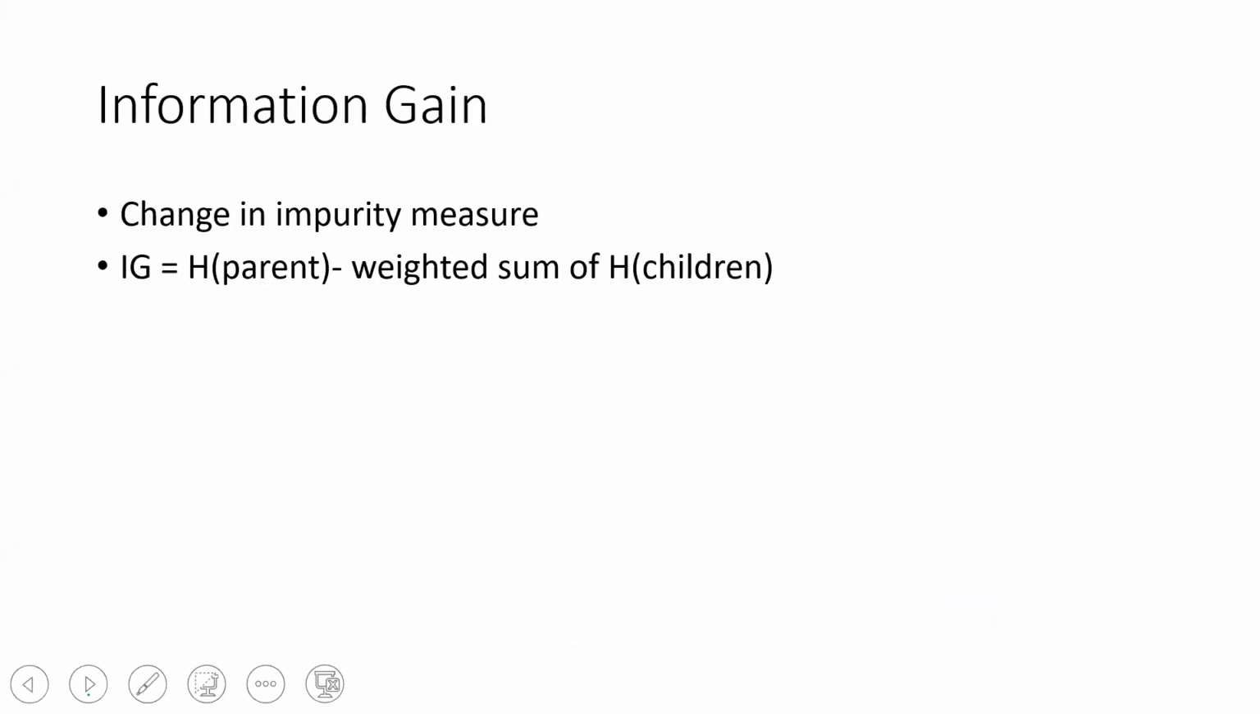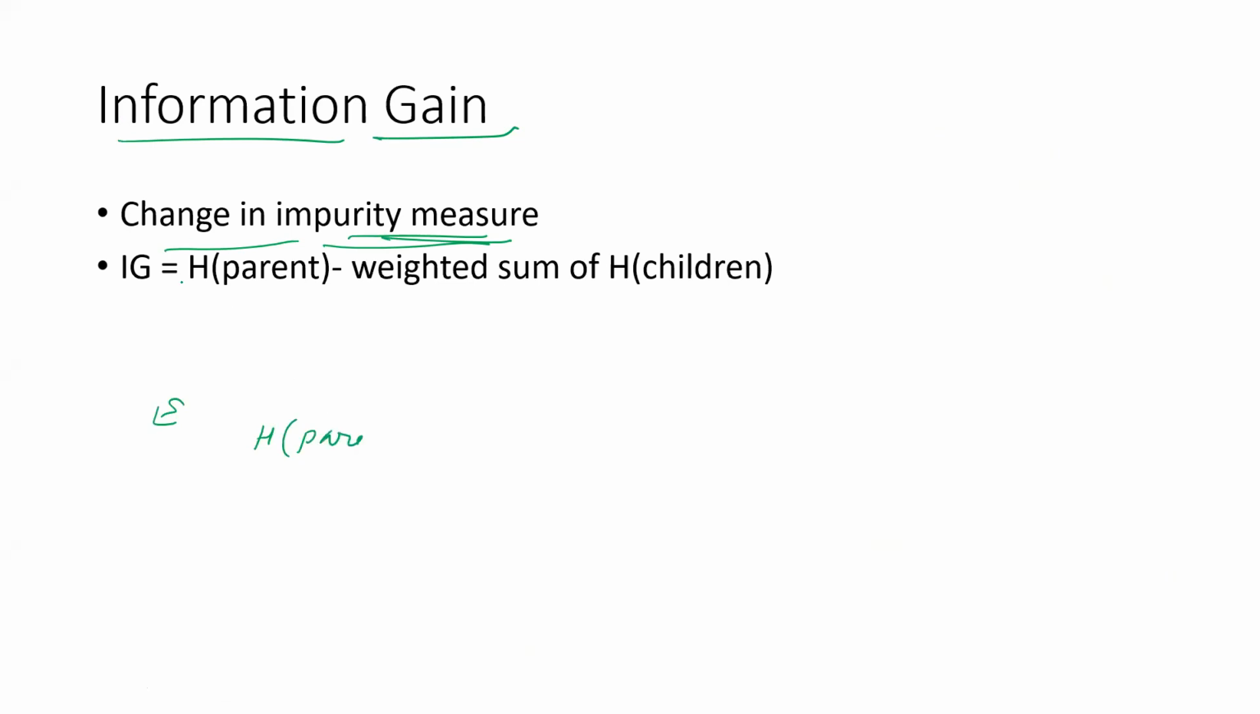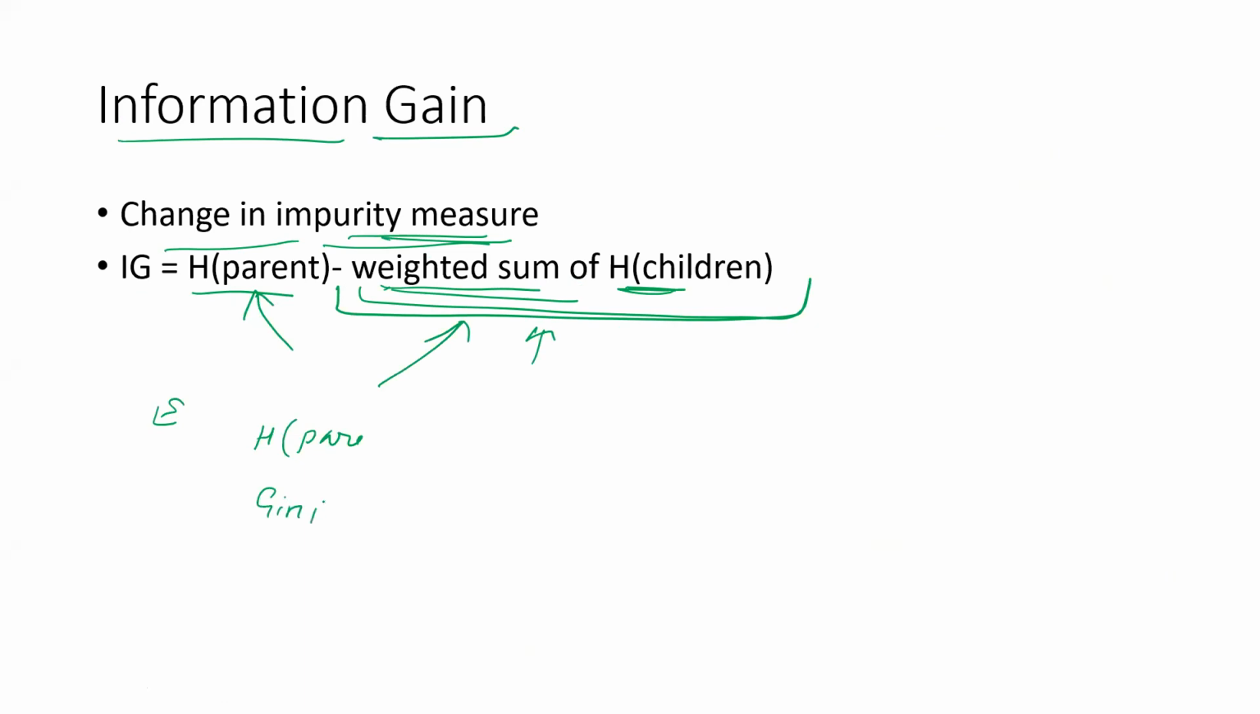Now you have the measures. The next measure you can define is information gain, which is just the change in the impurity measure. Generally it is taken for entropy, so it is the change in entropy from the parent. Here, it is the entropy of the parent minus the weighted sum of the entropy of the children, which was the entropy of the split. So before the split this was the entropy, and after the split this was the entropy. This is the change in entropy. If it is mentioned to use the Gini index, you can use that rather than entropy, but if nothing is mentioned, you just use entropy.